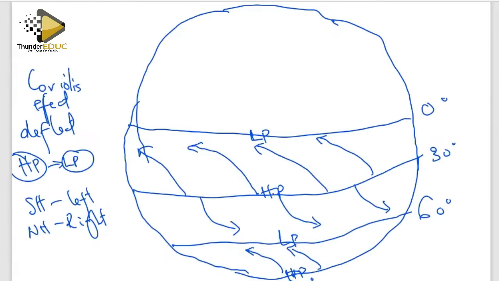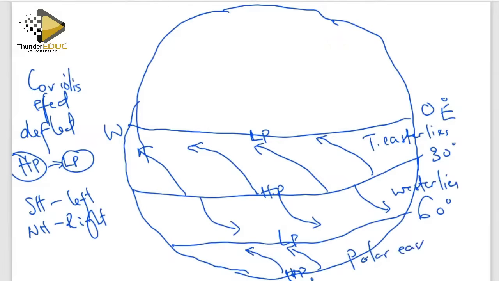These winds here, we call them, this is our west and this is our east. These winds here, we call them the tropical easterlies, in the sense that they are occurring in the tropical region and their direction is from the east going to the west. Then these ones here in this belt between 30 and 60, we call them the westerlies, because they are coming from the west going to the east. And these ones originating from the polar region and coming from the eastern direction, they are called the polar easterlies.